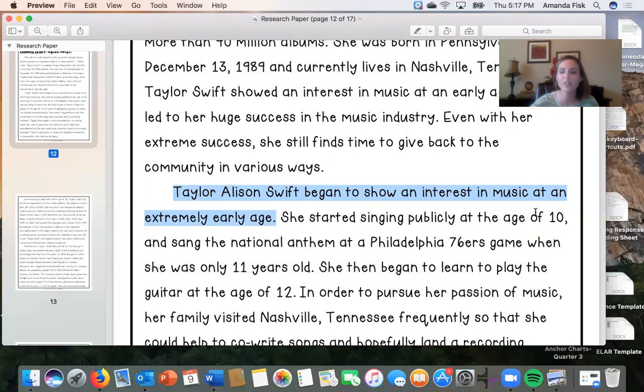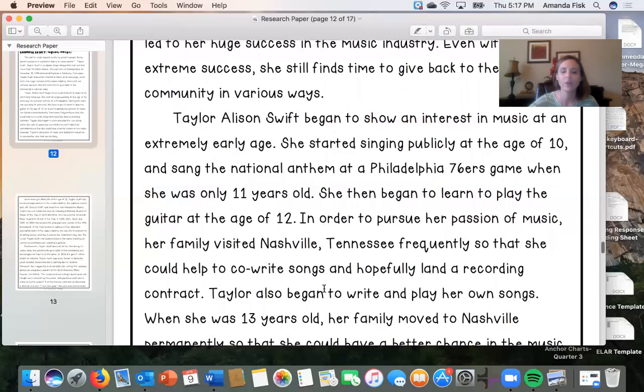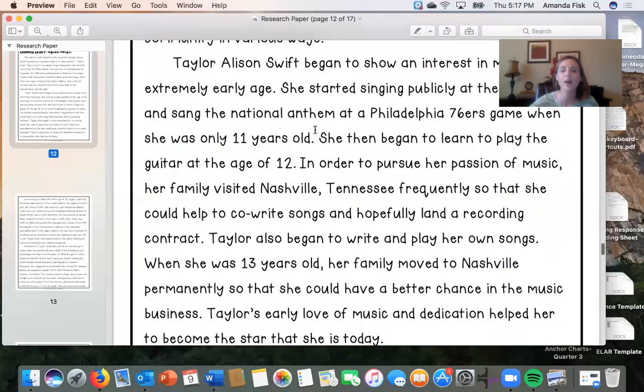And you'll notice that they show you that when she was 10, she sang the national anthem. When she was 11, she did this, that, or the other. When she was 12, and then it talked about her traveling, and it goes on to show you that this is all about her loving music when she was young.